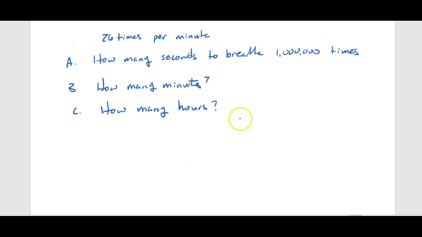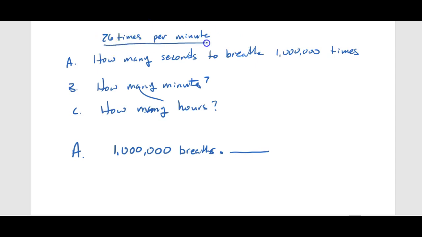Like we talked about in class when we did the review, the way that you want to start these problems, like part A, how many seconds to breathe 1 million times, is that you start with the 1 million breaths. And then you have to use the ratio that you've been given, and use it in such a way that you cancel out units and things like that.